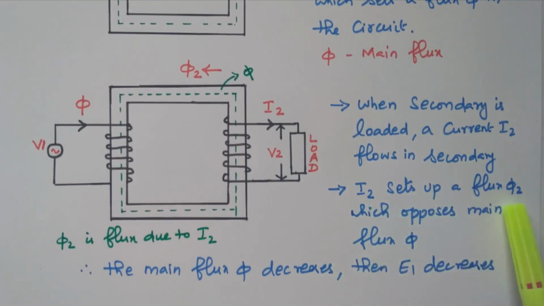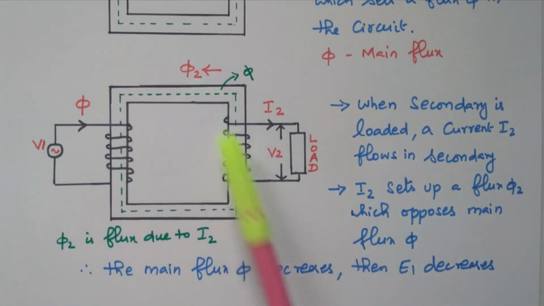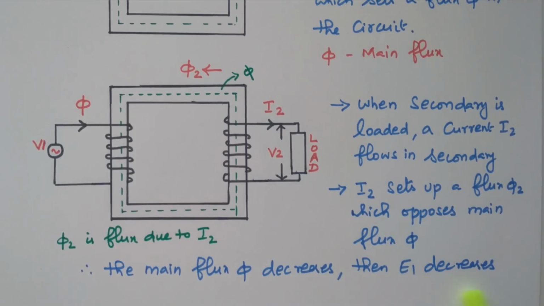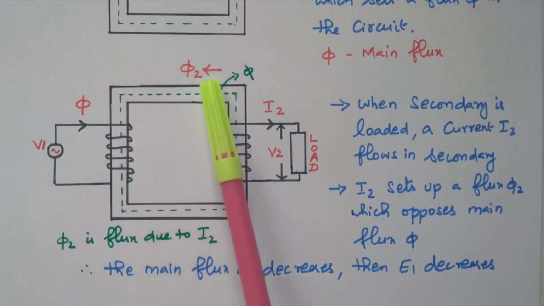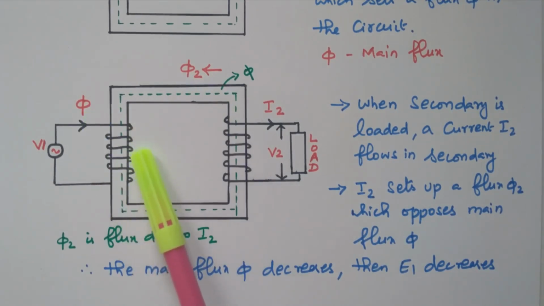I2 sets up the flux phi 2 which opposes the main flux. Right? So this phi 2 is nothing but the flux produced by I2 that will oppose the main flux. So due to that, the main flux decreases, then E1 also decreases. Due to the opposing of this phi 2, the main flux phi is decreasing. So the EMF induced in the primary winding, E1, also decreases.